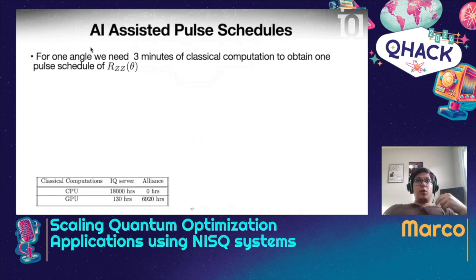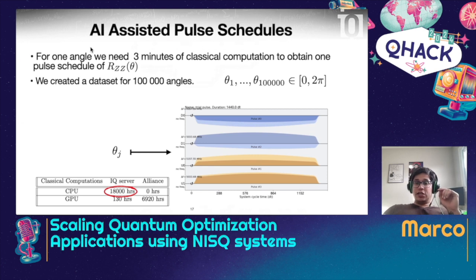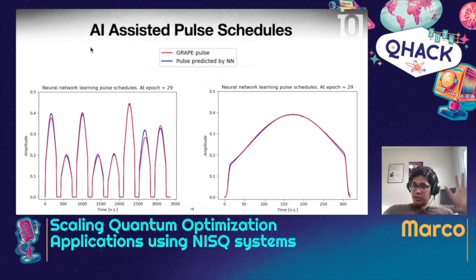So basically, we ran a lot of samples for this optimization with GRAPE, and we created a data set of 100,000 angles between 0 and 2 pi. Then for each one of the angles, we produced a pulse schedule that corresponds to the gate at that specific angle. That's why we used a lot of GPU hours, because we did a lot of trainings.